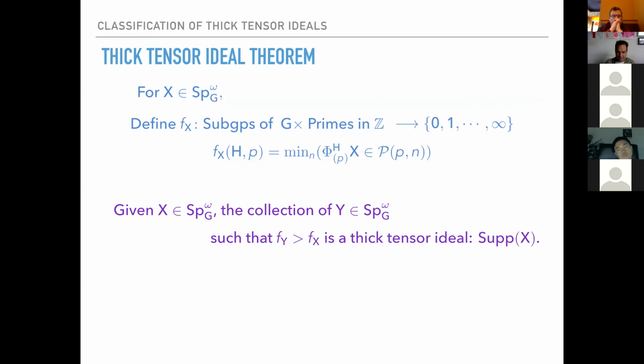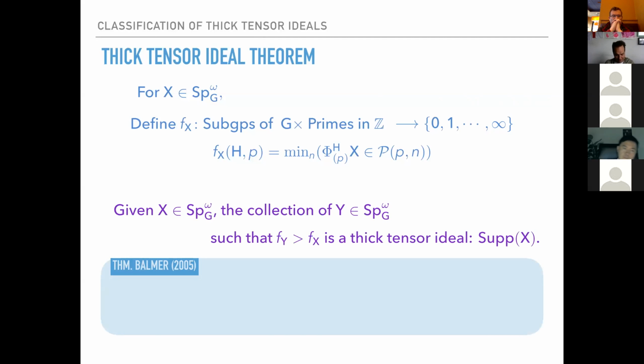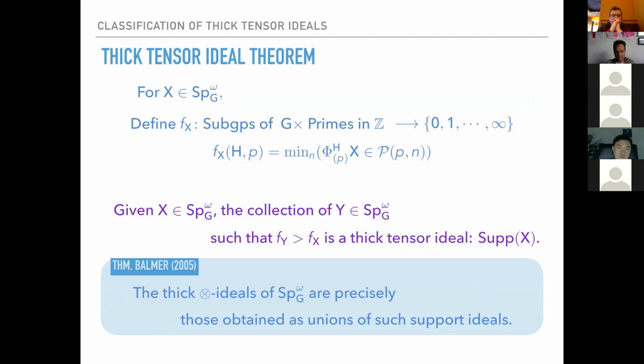And now we get to the crux. So Balmer showed that when you know what all of the prime ideals are, and the inclusions between them, then you can classify all the thick tensor ideals. In this case, they're precisely those obtained as unions over these support ideals. So I can take an arbitrary union of such things and I get a thick tensor ideal, and they're all obtained this way.